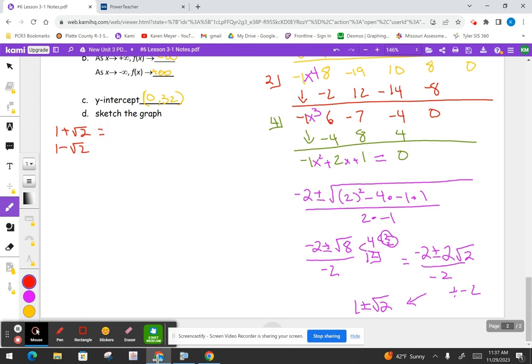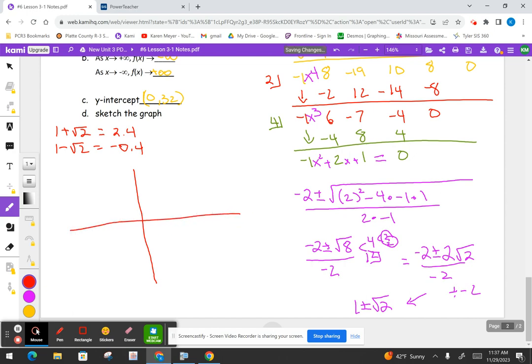So if I type that in my calculator, I get about 2.4. If I type this one in my calculator, I get about negative 0.4. So you could also check yourself and make sure that those match the decimal ones that you see. So now we get to make a sketch.